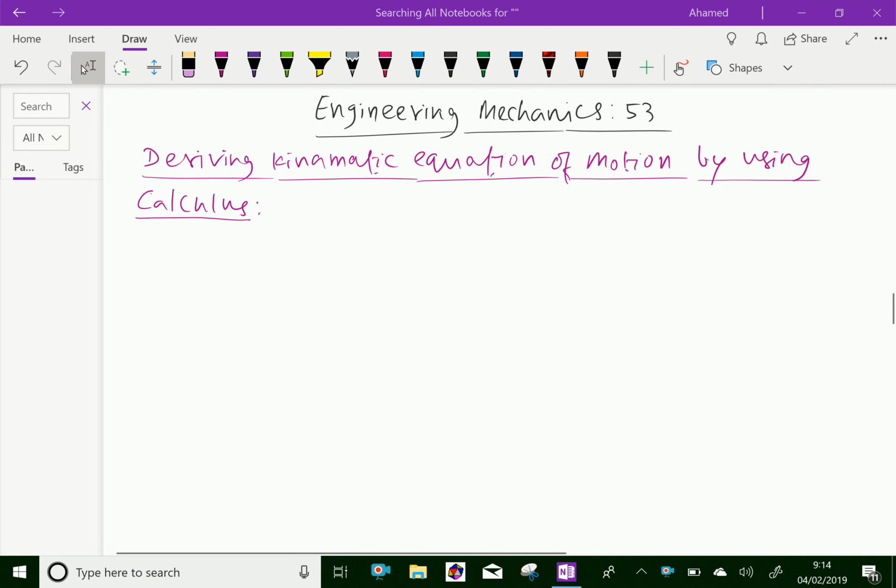Welcome to aminacademy.com. In engineering mechanics, let us derive a kinematic equation of motion by using calculus. That means by integration, we can derive equation of motion.